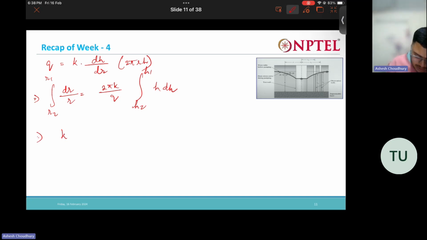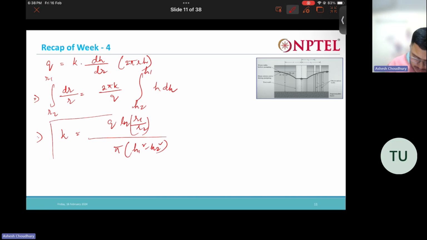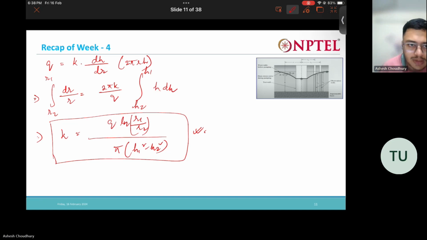So we are going to get k equals q ln(r1 by r2) divided by pi times (h1 square minus h2 square). This is what you are going to get. So you measured r1, r2, and you measured h1, h2. This q is nothing but a constant.